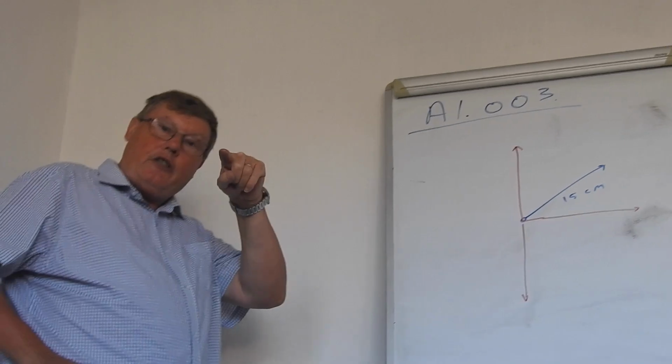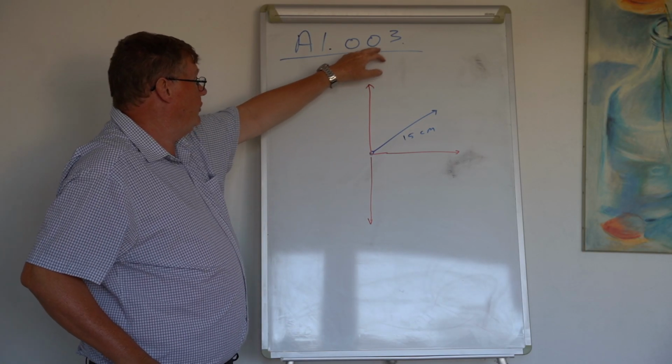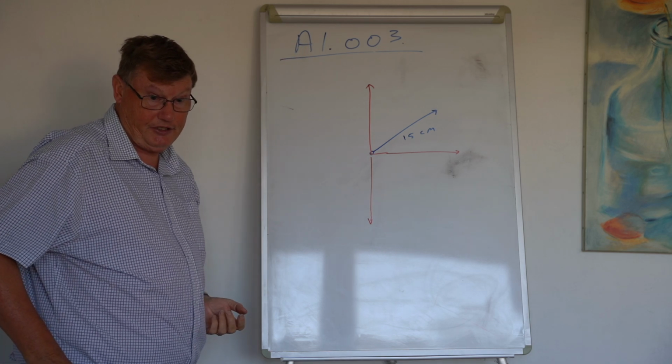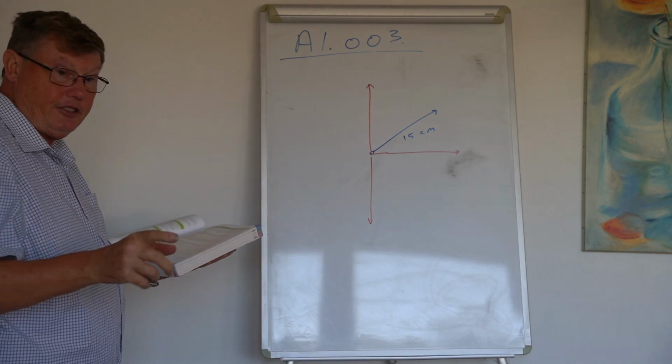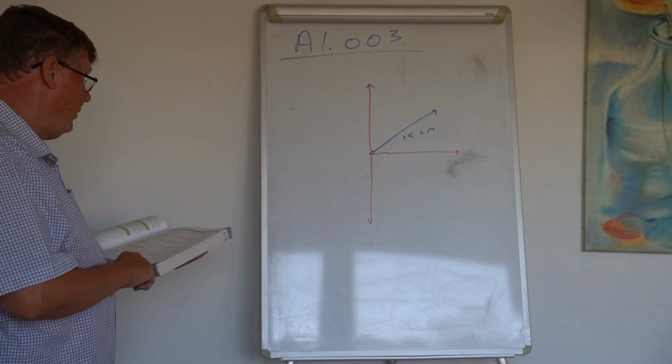So the name of the video you are currently watching is topic A1.003, because it's the third video in the series of the A1s. We are now going to do practice question 2, page 11 of A1. And the question is this.